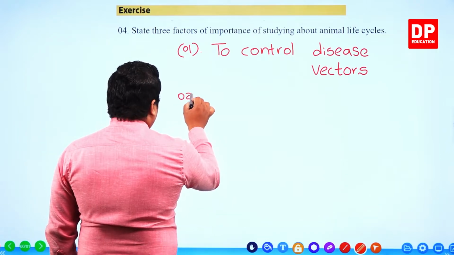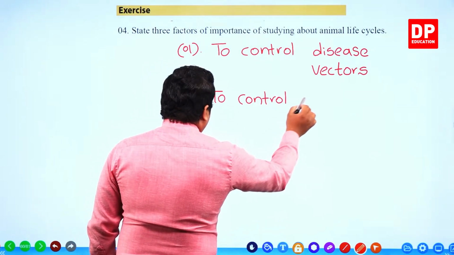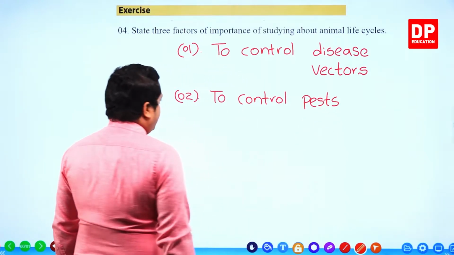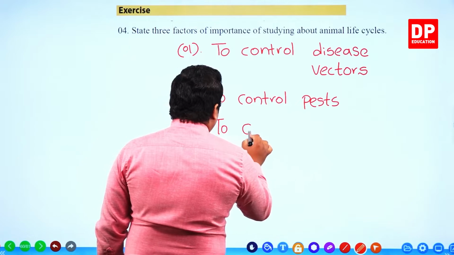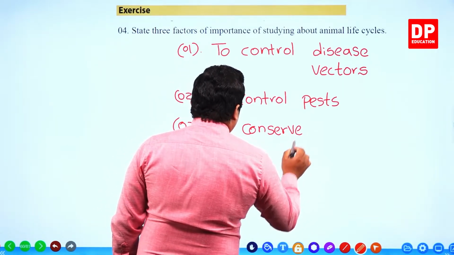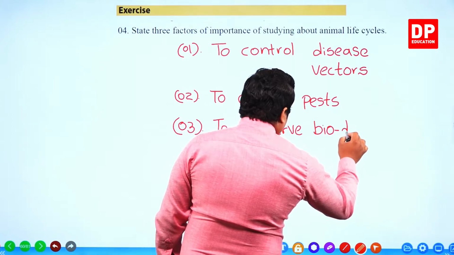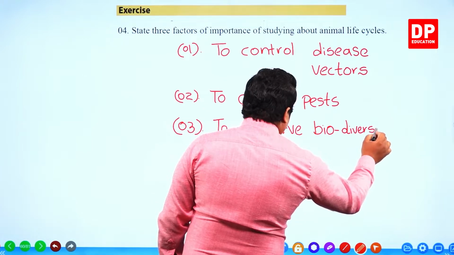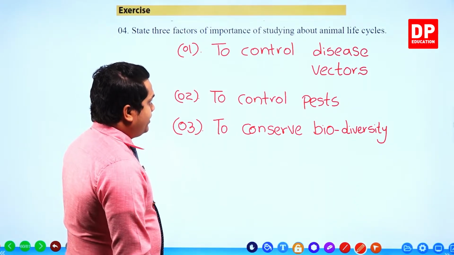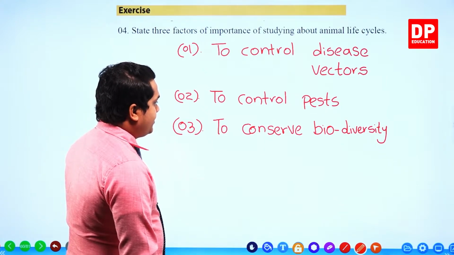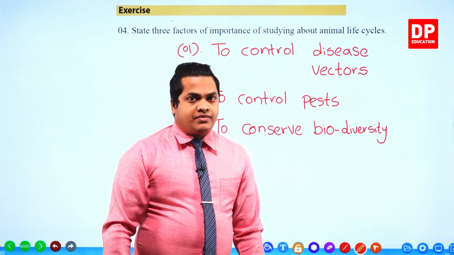Number two, to control pests. Number three, to conserve biodiversity. So to control disease vectors, control pests, and to conserve biodiversity. Studying life cycles of organisms is pretty much important.